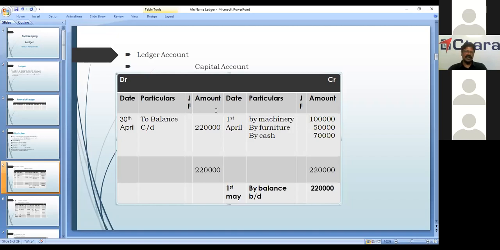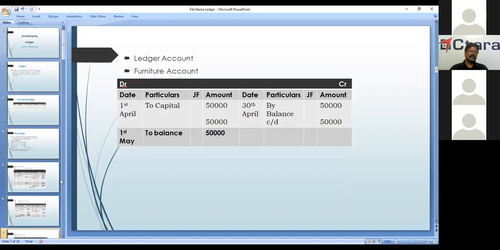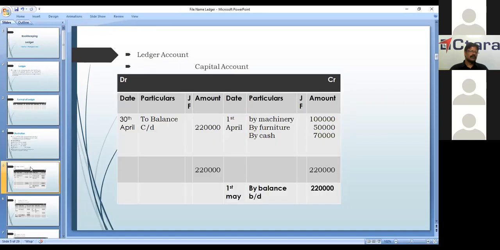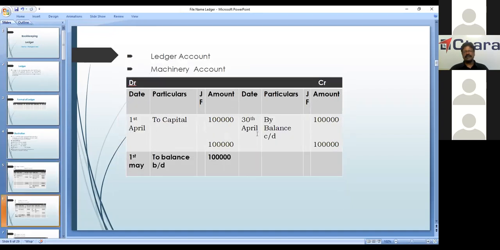Hope this is clear to you all. We have to prepare how many? 4 accounts. We have prepared capital. Next, machinery, furniture, and cash. Next, the machinery account. It's a debit item. In the journal entry, we have debited machinery account to capital account. So go to the debit column.